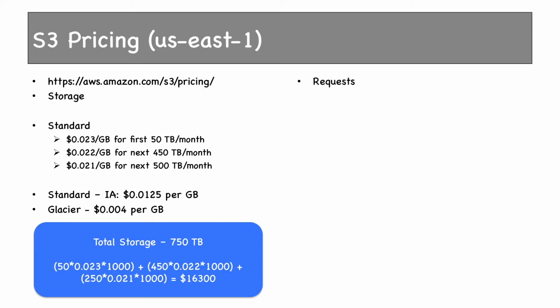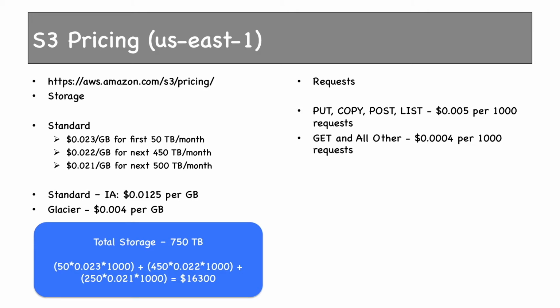The second dimension is number of requests. So number of requests can be put requests, copy requests, post and list requests, and then get requests. Put request is when we upload data, and get request is when we download data. So this is not talking about the data which we are uploading, it is talking about the requests which are sent. That means if you are uploading one file, that would be one put request. If you are downloading say 3 files, that would be 3 get requests.